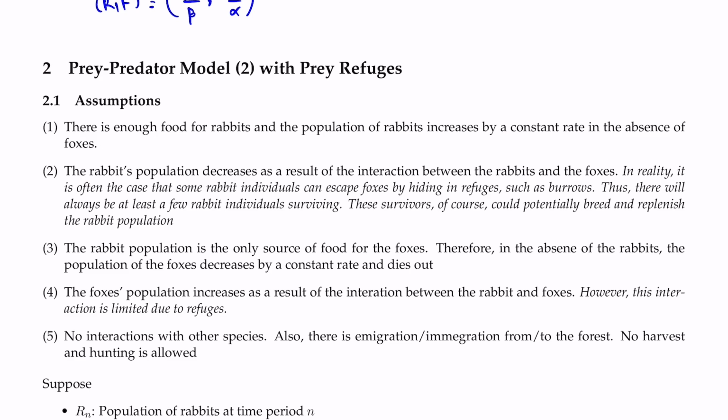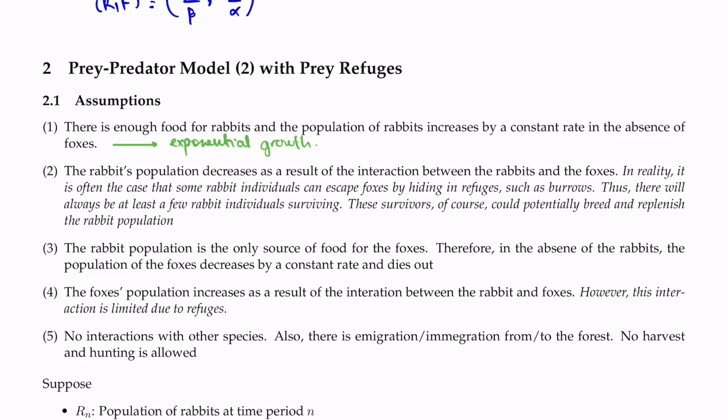So the second model we have here is the prey and predator model with prey refuges. The first assumption is that there is enough food for rabbits and the population of rabbits increases at a constant rate in the absence of foxes. And as we know, when the difference of change increases or decreases at a constant rate, it can be related back to exponential functions. In this case, it is exponential growth.